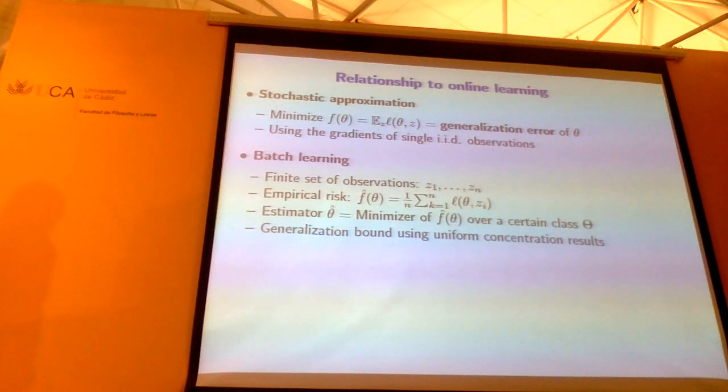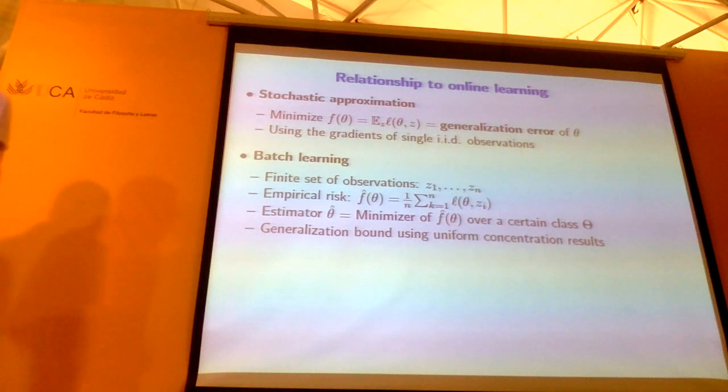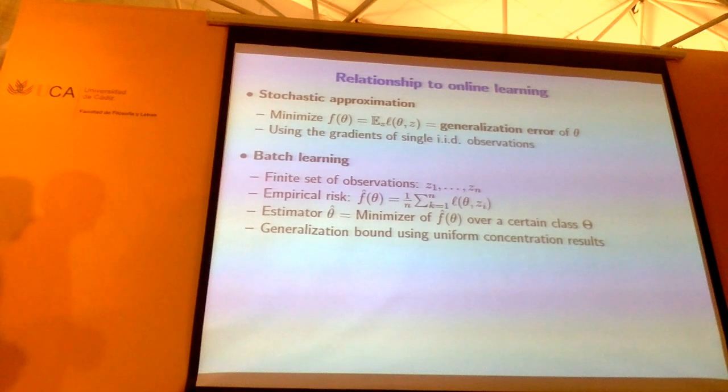What I discussed before lunch was so-called batch learning. I assume I have a finite set of observations, z1 to zn. I build the empirical risk, and I use generic convex optimization to minimize this empirical risk. I need to put some constraints, otherwise I may overfit. And typically, to go from f hat to f, you need some concentration result. You need to show that f hat is close to f. If f hat was very far from f, minimizing f hat would not do anything for f. This is batch learning.